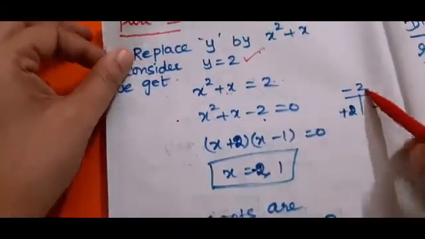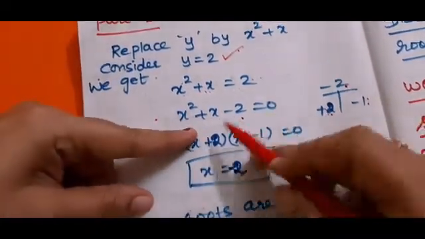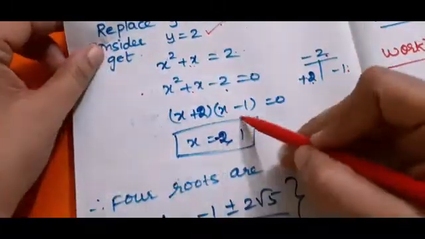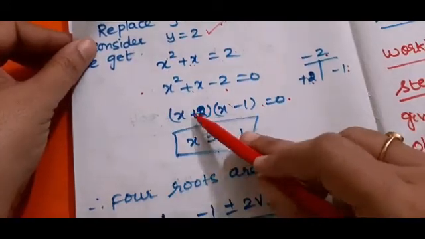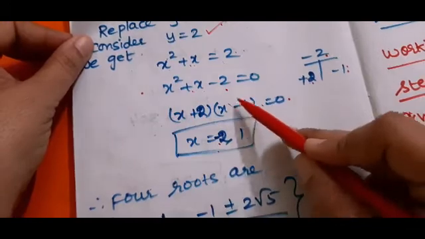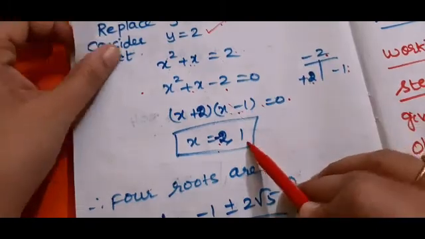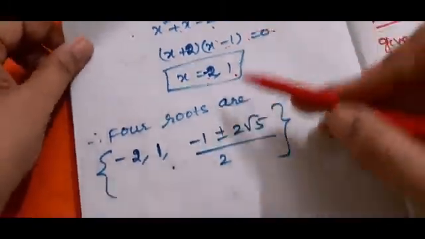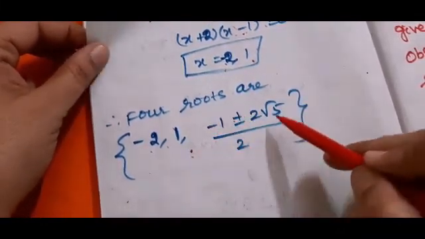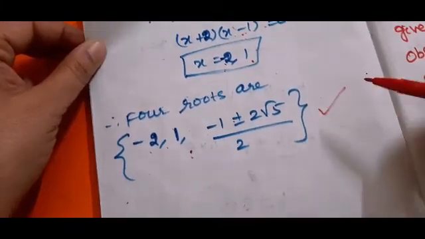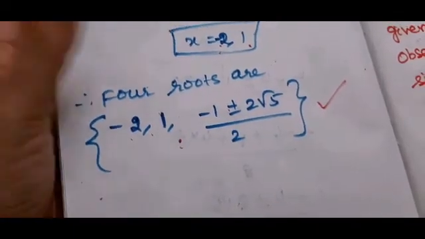Then minus 2 can be factorized by 2 ones are 2, plus 2 minus 1. Then I will get positive 1 here. So, x plus 2 into x minus 1 is equal to 0. So, x is equal to, if I take this positive 2 to that side, that will be negative 2. And if I take this negative 1 to that side, that will be positive 1. So x is equal to minus 2 comma 1. Therefore, the 4 roots are minus 2 comma 1 comma minus 1 plus or minus 2 root 5 by 2. So these are the 4 solutions for a partly factored polynomial.